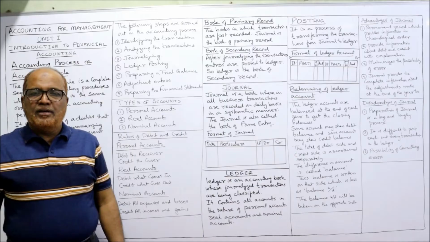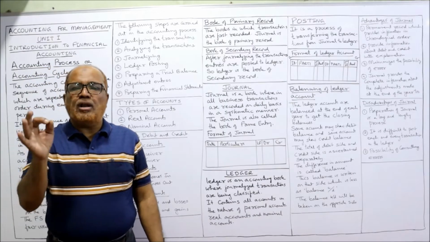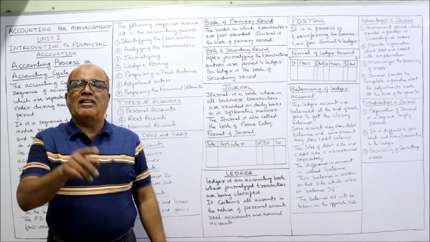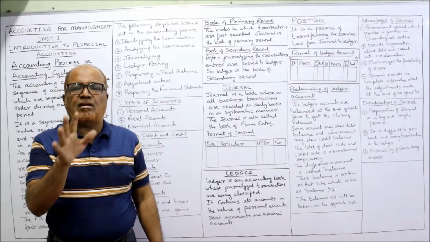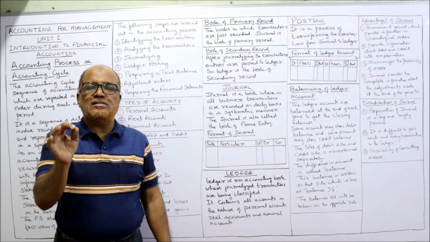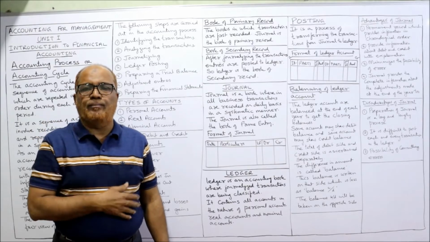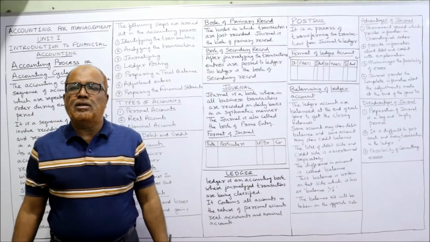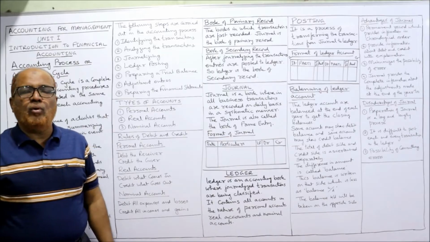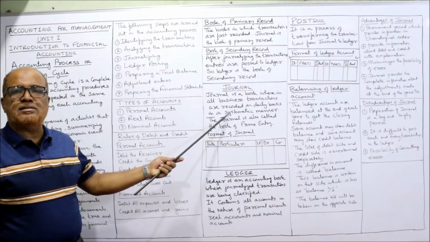Now journal. What is journal? Journal is a book of original entry where the transactions are first recorded. As soon as the transaction takes place, it is first recorded in the journal. So journal is also called the book of prime entry or book of original entry, maintained in a systematic manner.